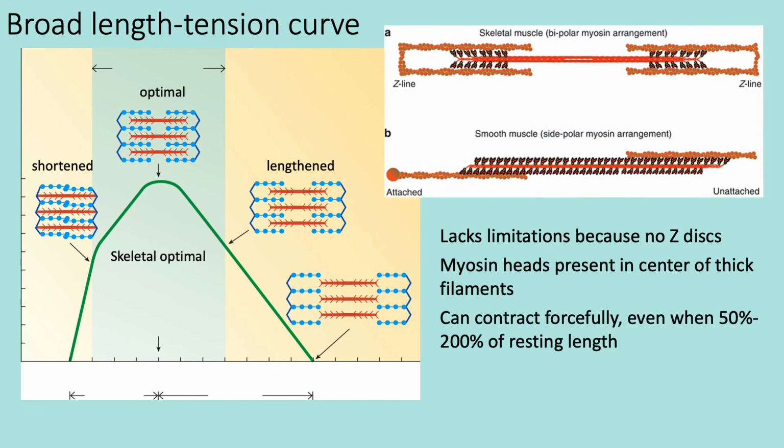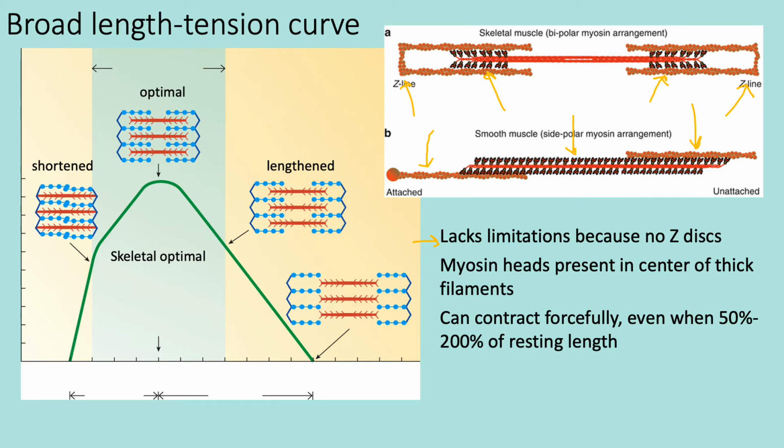And we don't see these limitations with smooth muscle. And one of the reasons is we lack Z discs. So here we can see our Z discs within our skeletal muscle. And we can only shorten that sarcomere so much before we run up against those Z discs. Well, we don't have those limitations with our smooth muscle contractile protein arrangement shown here. The other reason is we have myosin heads present in the center of the thick filaments with smooth muscle, while with skeletal muscle, remember, they're limited to the ends of those thick filaments.